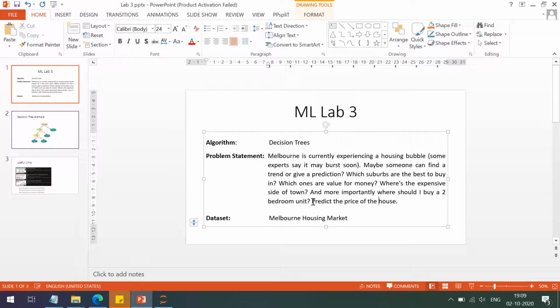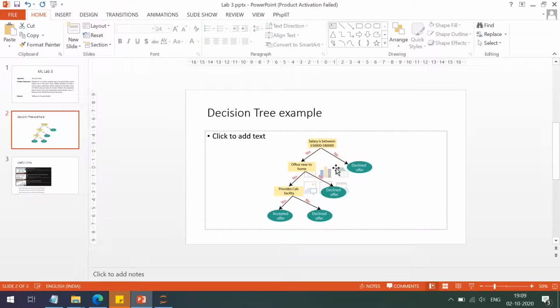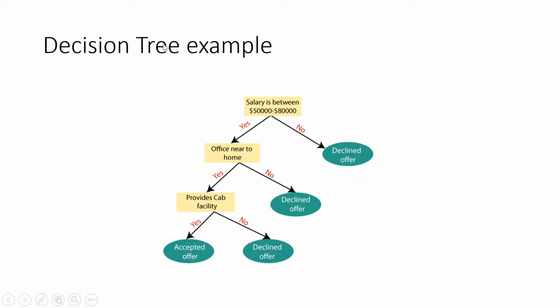So we are going to focus on this problem statement. Once our model is built, you can answer these questions also. For this, we are going to use the Melbourne housing market dataset. Here I am showing one example of a decision tree, to show how a decision tree works.